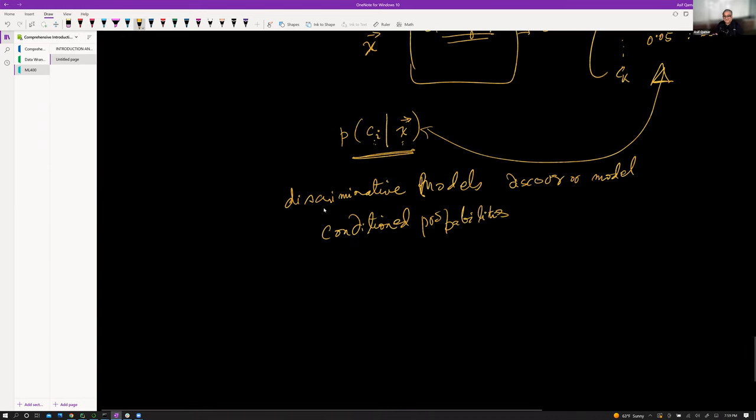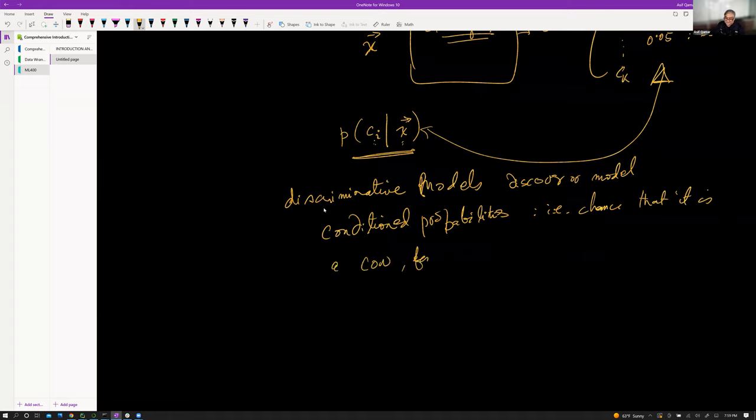Conditional probabilities, in the sense of: what is the probability, i.e., the chance, that it is a cow, for example, given the input X, a photo of X? Does that make sense? So you say, well, now what's the big deal?